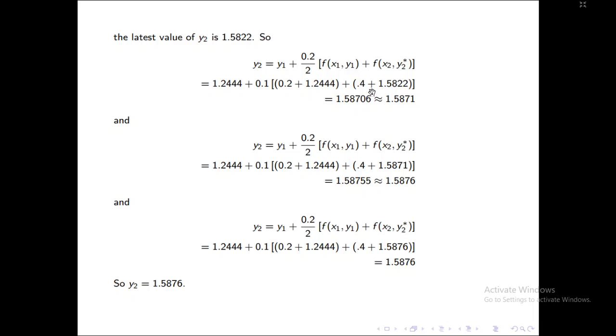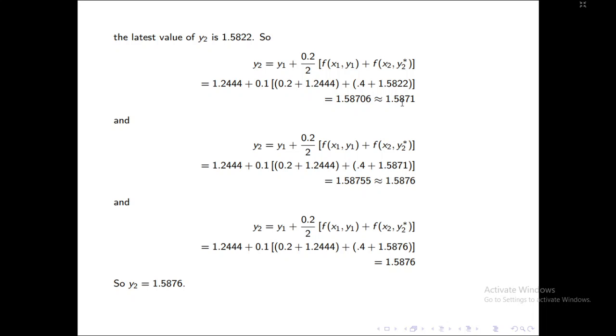So in our next step we replace y2 star with 1.5822, the only change being in y2 star, and that will give 1.58706, which is approximated as 1.5871.